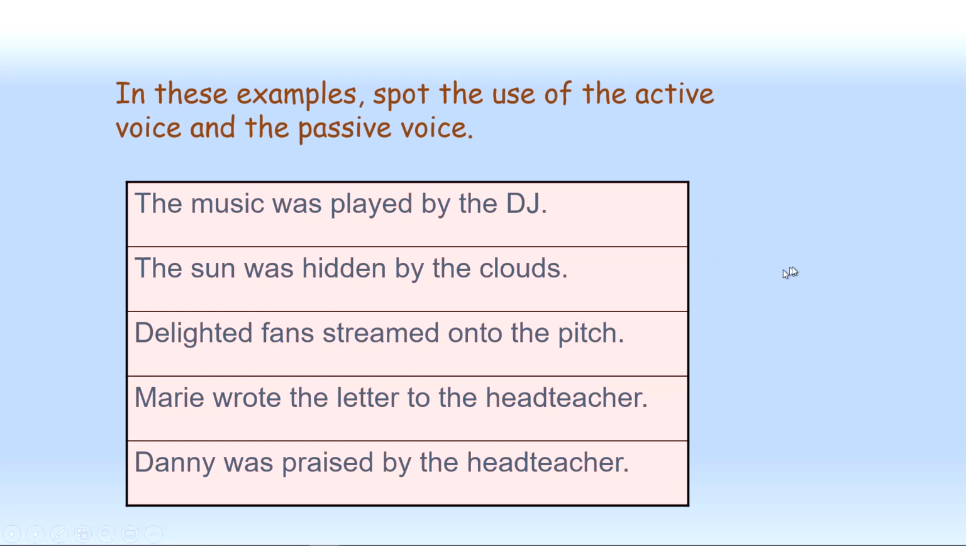And just some more examples for you. So spot the use of the active voice and the passive voice. You let me know which one is passive and which ones are active. The music was played by the DJ. That's a passive voice. The sun was hidden by the clouds. That's also passive. Delighted fans streamed onto the pitch. This is active. Marie wrote the letter to the head teacher. And the last one, Danny was praised by the head teacher.